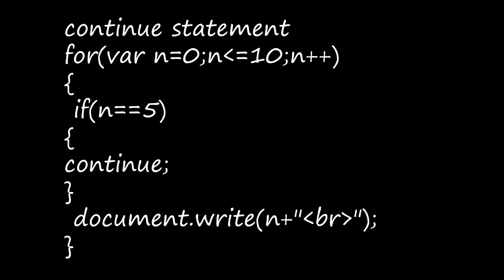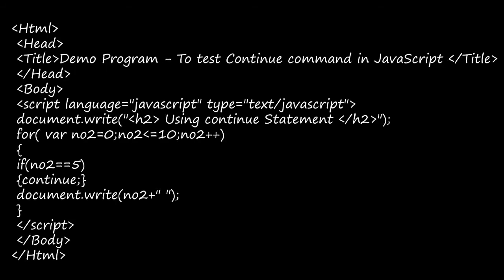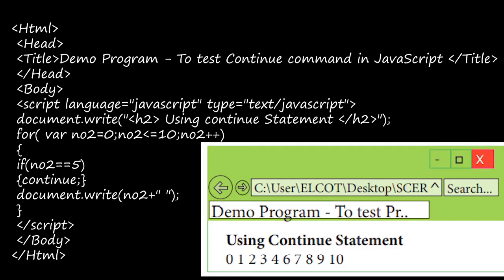Here if you see, no2 is equal to 5 and continue is there, right? So since continue is there, this no2 equal to 5 will not be displayed. On the output side you can see 0, 1, 2, 3, 4 and then 6, 7, 8, 9, 10.